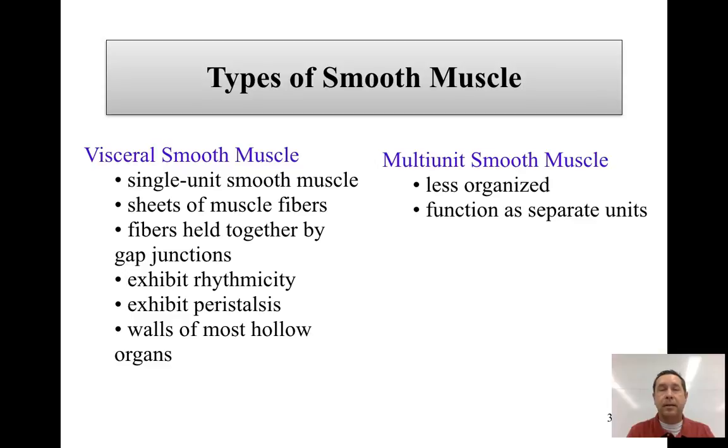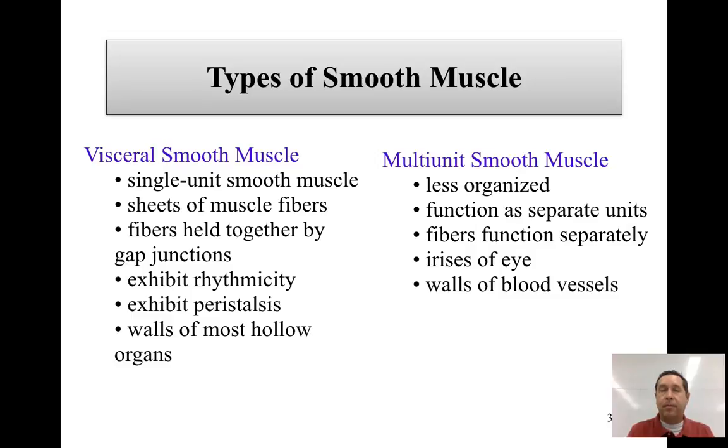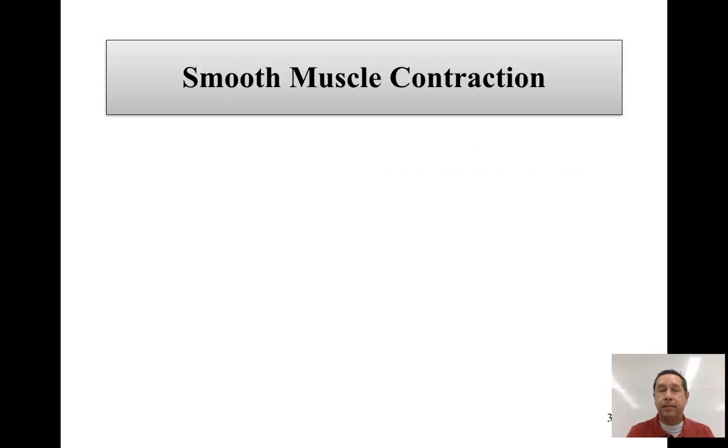And then there are the multi-unit smooth muscles. They're less organized. They function as more separate units. Instead of all the cells working together, they work more individually. The iris of your eye is an example. This allows us to have precise control of how much dilation we have of the pupil. The walls of blood vessels, again, we can precisely regulate how much constriction or dilation there is in the blood vessel wall to help regulate blood pressure.